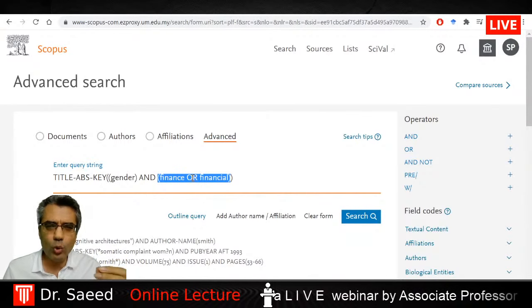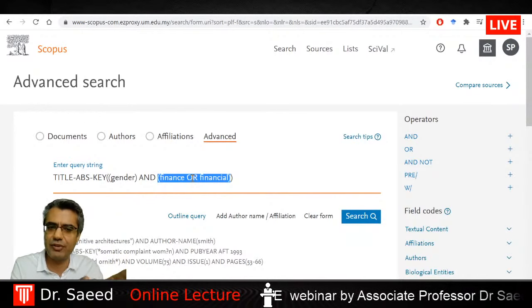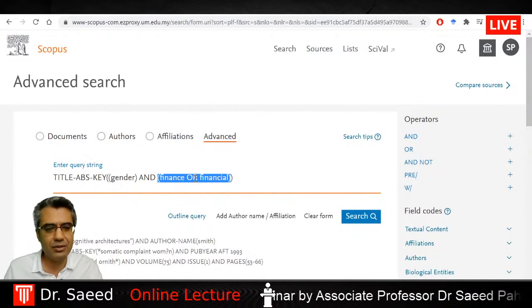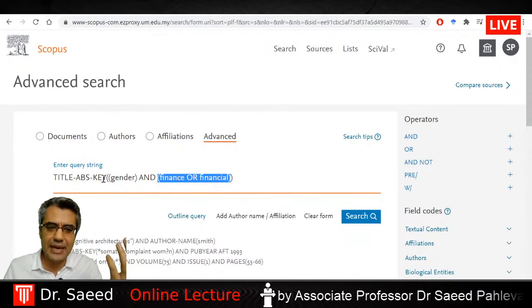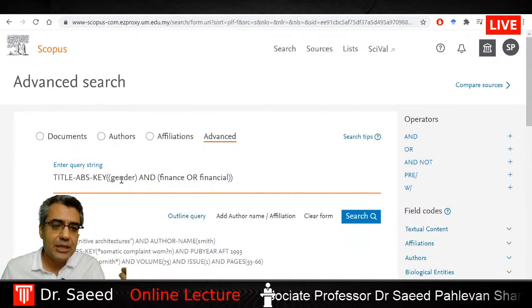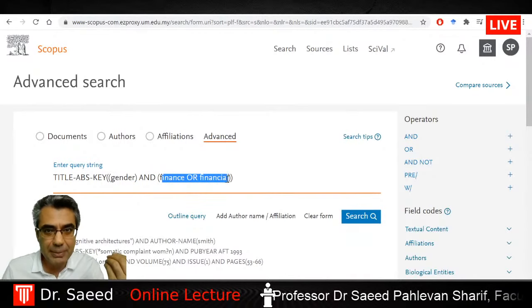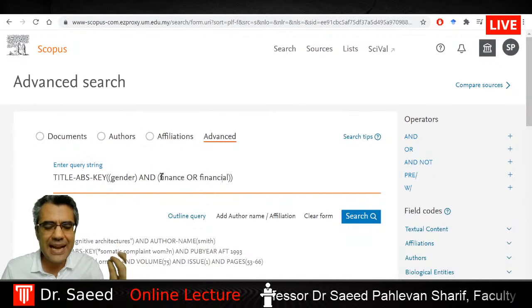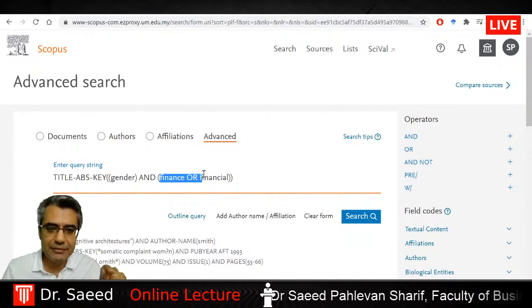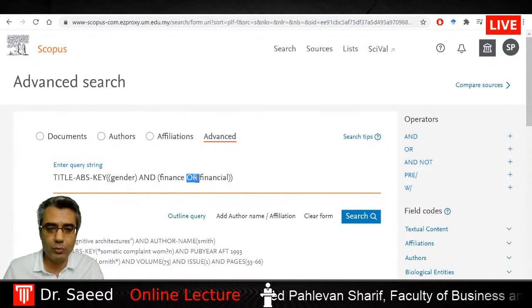Now, what is "or"? "Or" means any of them in the paper or both of them are fine. So even if there is finance or financial or both of them, it will be included. If any of them is in the title, abstract, keywords, the paper will be included. So this query means when you search gender, any of these two or both must be in the paper. At least one of them must be in the paper. But gender must be there, and from this side, at least any one of them should be there, right? So this is the meaning of "or".